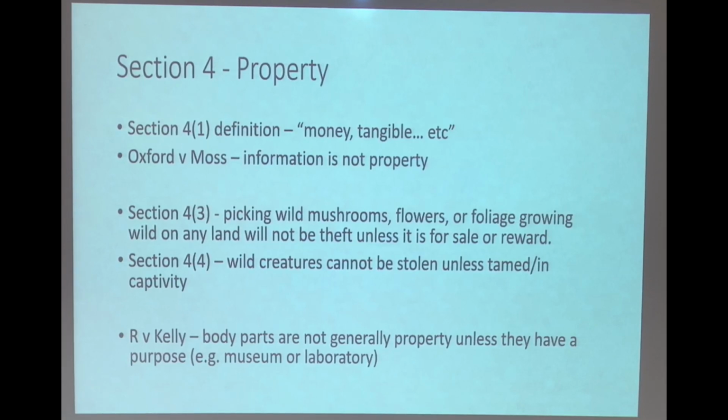Section 4.1 gives the standard definition, includes money, tangible, which are things you can touch, etc. It does include things that are intangible or things in action as well, so it's worth knowing that bit of the definition. It's fairly vague, fairly wide. It covers most things, obviously. One thing it doesn't cover, according to Oxford v Moss, is information. And again, that will come up with the AO3 later in terms of the relevance of copyright and things like that. There are two extra sections which are really important for property, section 4.3 and section 4.4.